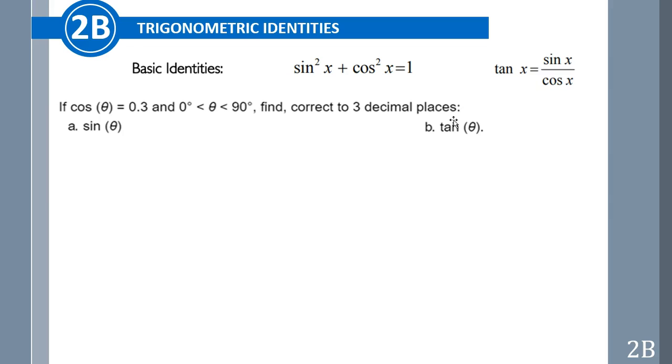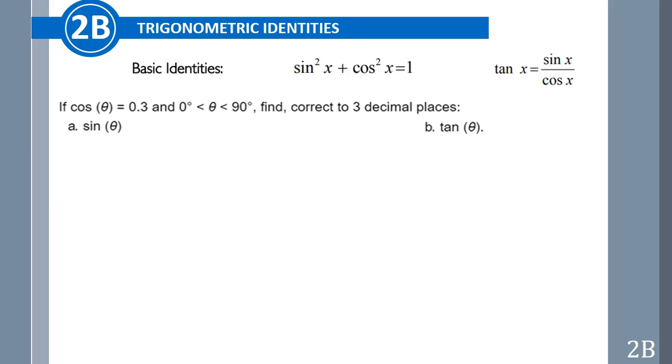So this first one here, they've told us that cos of theta is 0.3, and we're in the first quadrant, which means that whatever answer we get, it's going to be positive. Okay, we're going to round it correct to 3 decimal places, which should suggest to you that this is something you can use a calculator for, though you shouldn't use a calculator till like the last step, and I'll show you what I mean when we do that.